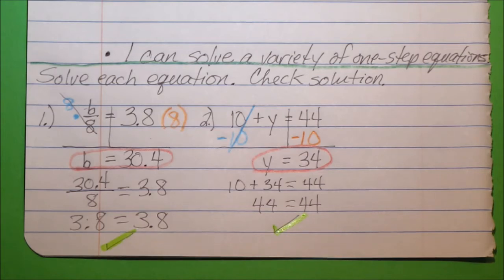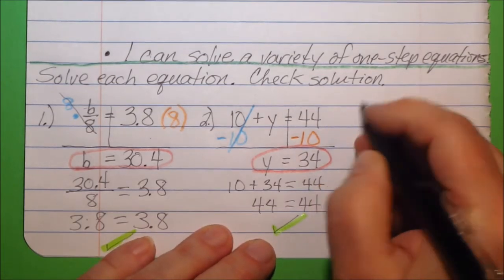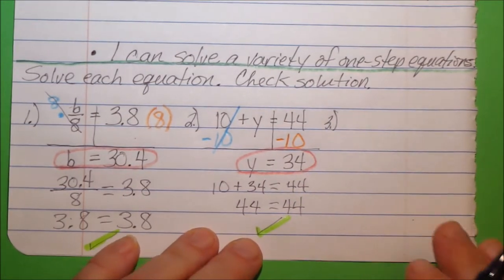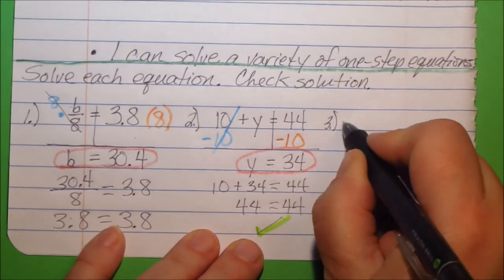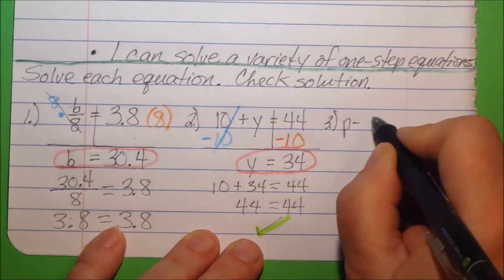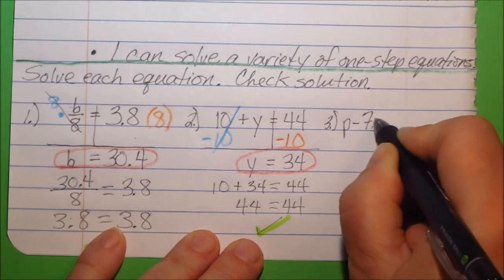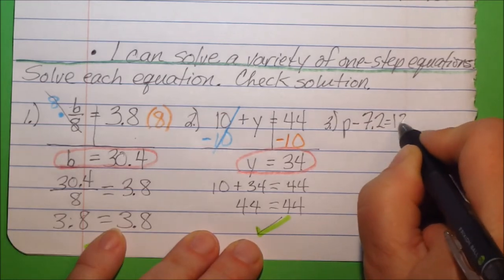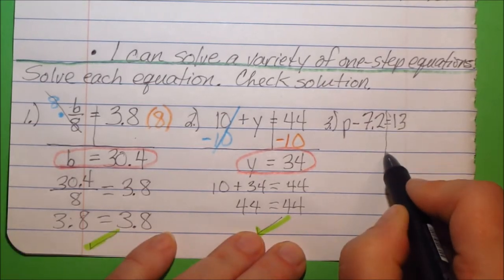Okay, all right, so next one. Number 3. Boy, I better start scrunching these together a little tighter. I'm going to run out of room. All right, p minus 7 and 2/10 equals 13. All right, build my fence.